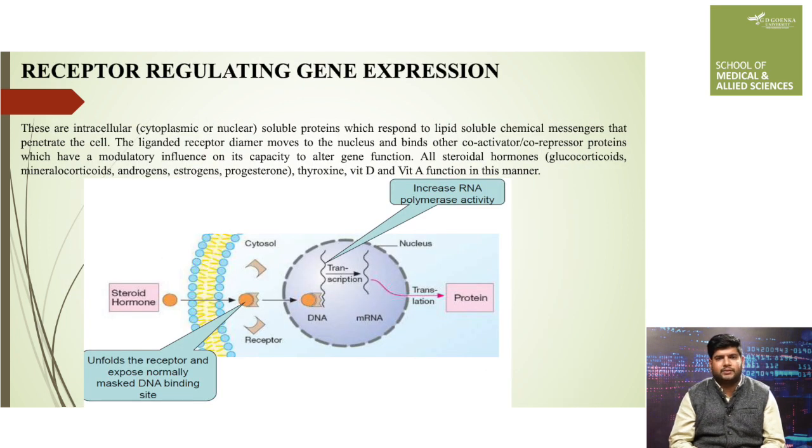Receptors regulating gene expression are intracellular or cytoplasmic or nuclear receptors, soluble proteins which respond to lipid soluble chemical messengers that penetrate the cells. The ligand receptor dimers move to the nucleus and bind other co-activator or co-repressor proteins which have a modulatory influence on its capacity to alter the gene function. All steroidal hormones, glucocorticoids, mineralocorticoids, androgens, estrogens, progesterone along with thyroxine, vitamin D, vitamin A function in this similar manner.